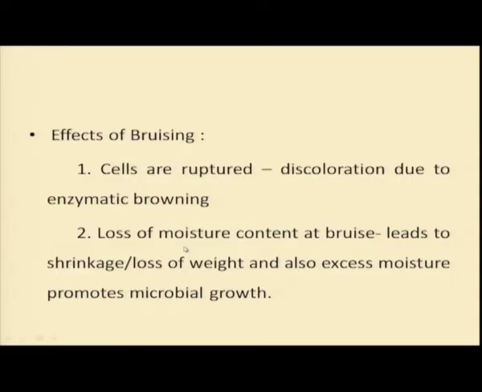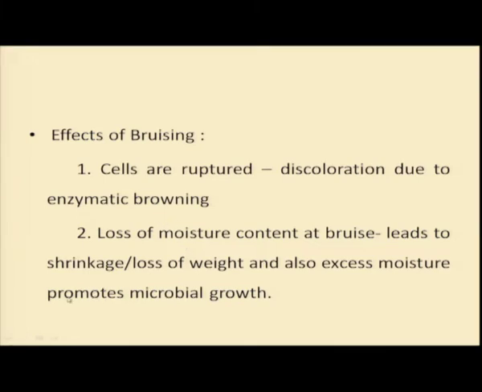So all these factors can cause injury to the skin. So this is the first step. As a result of this injury to the skin concerned, what happens there? The cells get ruptured. So when the cells open, you have a discoloration first, and you can have enzymatic browning.